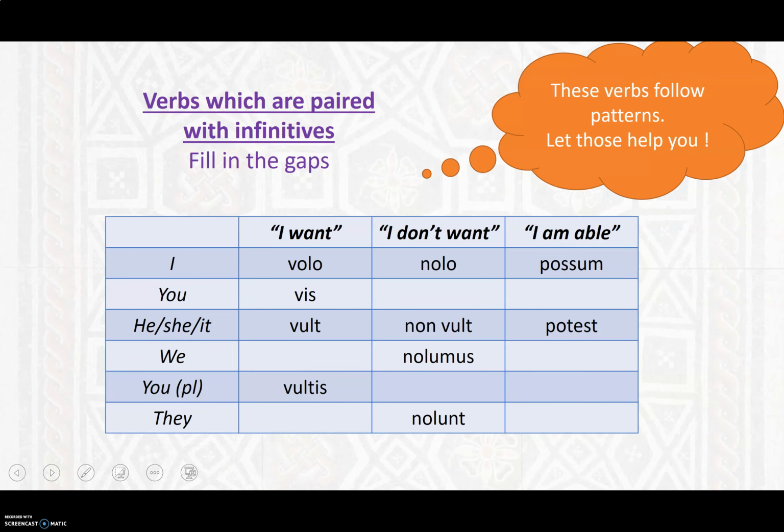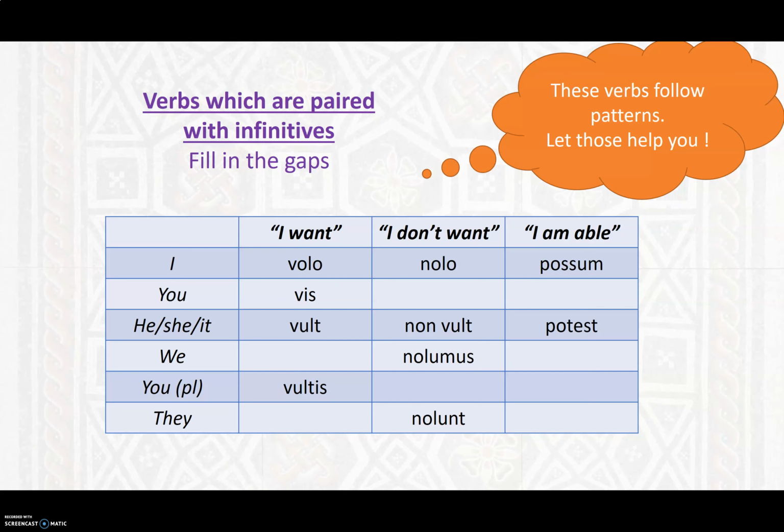So, these are the 3 verbs that are new to us. So volo, nolo and possum. In the Firefly task, I've attached this table. So hopefully you've got a printer and you can print it off and cut it and stick it into your book. If you don't have a printer, unfortunately, you're going to have to copy it out.